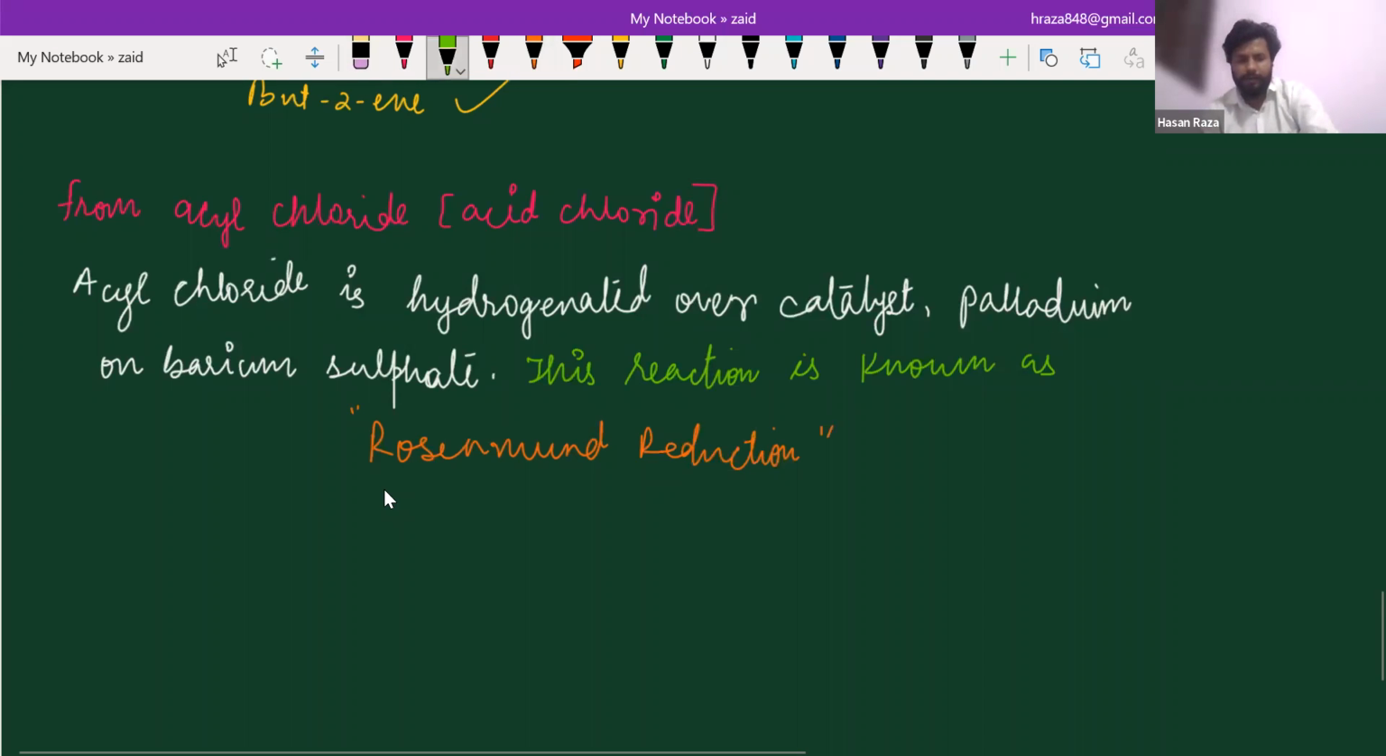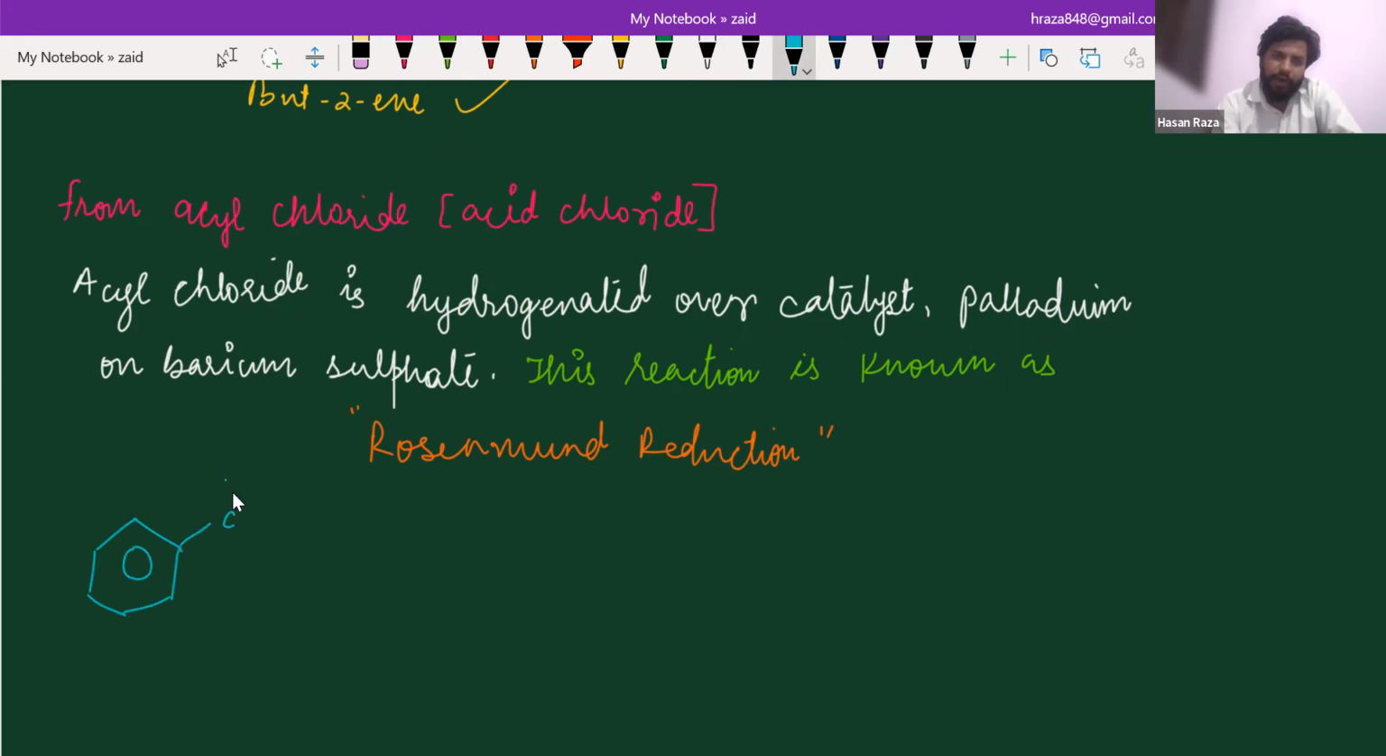First, you are going to write it. So I'm going to explain it. First, you are going to concentrate here. You have an acyl chloride. This is your benzene, and acyl chloride means COCl. What is acyl chloride? This is a functional group of acid chloride. We also call it acyl halide.